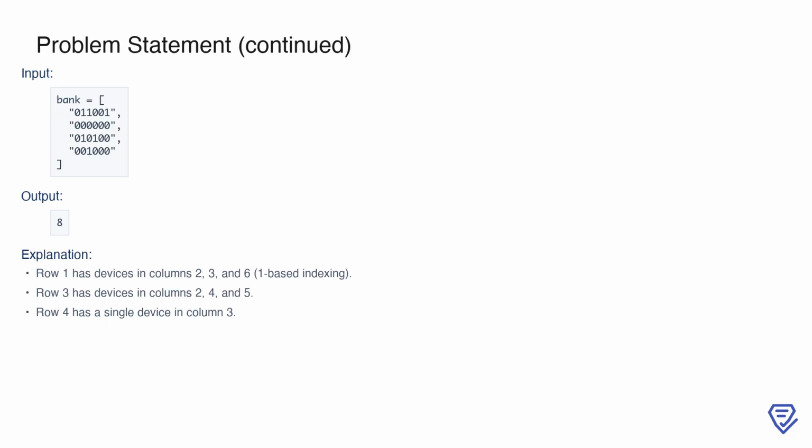Let's consider an example to better understand the problem. Suppose the input matrix bank is given as follows: 01100100000, 0101000, 0101000. The output for this input is 8. Let's break it down. In row 1, we have security devices located in columns 2, 3, and 6. In row 3, there are devices in columns 2, 4, and 5. Row 4 contains a single device in column 3. Notice that row 2 is completely empty, which means it does not contribute to the beam calculations but allows devices in other rows to interact.